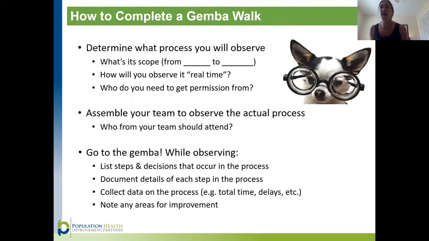A lot of times it's helpful to have someone that's familiar with the process be present as well, so they can help explain some things to you after the fact if there are portions of the process that maybe you had questions about.